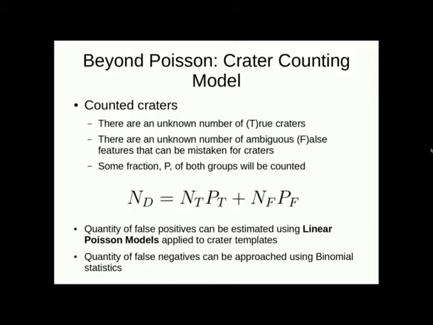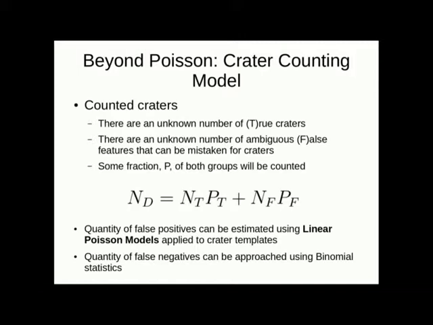So I have here a rather simple model to explain where the errors in crater counts come from. We'll start by assuming that there is a true yet unknown number of real genuine craters that are in a particular region. But within that region, there's also an unknown number of ambiguous features that could be counted to become false craters. Now, some fraction of both of those groups will be counted.